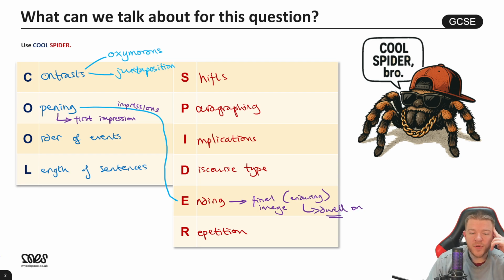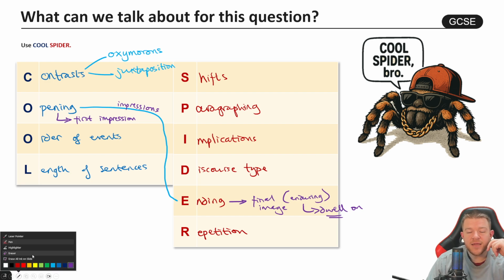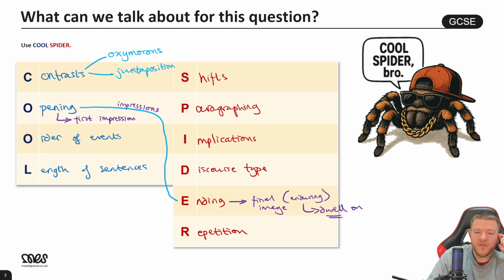So what is the purpose of the ending? Why has the ending been phrased in that way? Why has it been left there? Is it a cliffhanger, etc.? Okay, so the opening and the ending, really valid things to talk about, and they're probably the easiest things to talk about when it comes to structure. Okay, then we're on to the order of events. Okay, so is it going to be chronological?